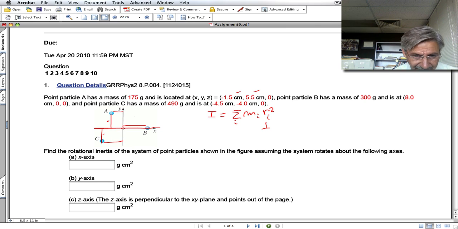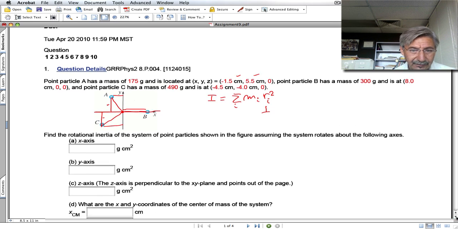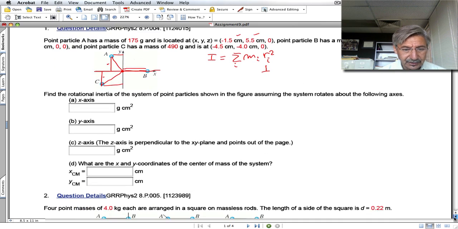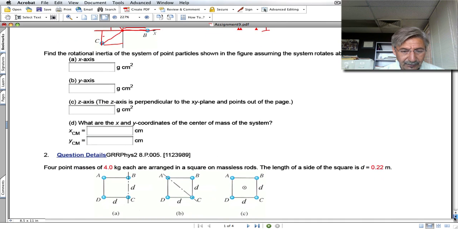And if you want to rotate around the z-axis, which is the axis perpendicular to the plane of the page, then the three masses can rotate around, and the distance for B will be that one, the distance for A will be that. You have to convince yourself that these are the real distances, and all of that is just from the geometry of the problem. A very similar situation you are going to have in problem number 2.